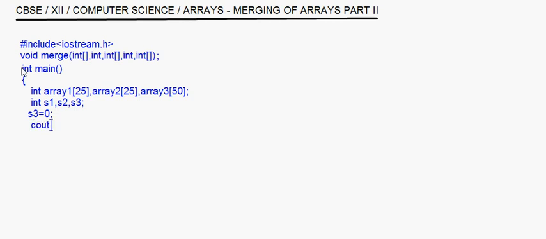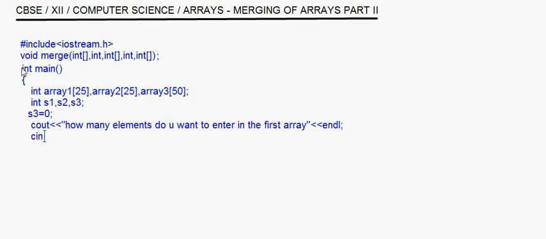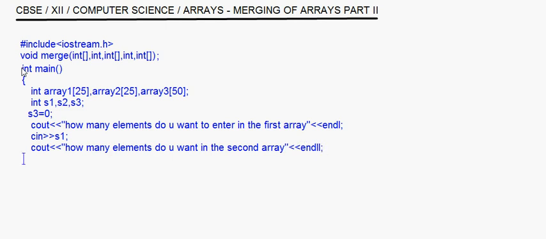Then cout: how many elements do you want to enter in the first array. And here we take cin >> s1. Same way, cout: how many elements do you want in the second array, and this is cin >> s2.